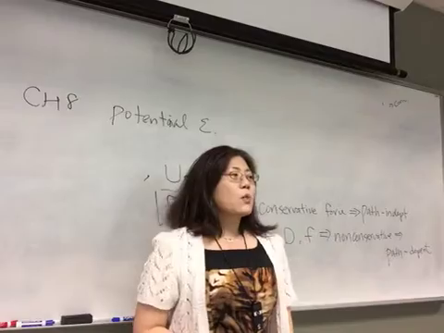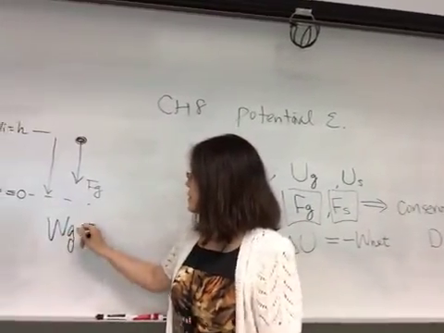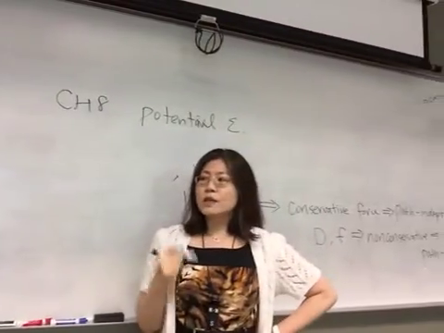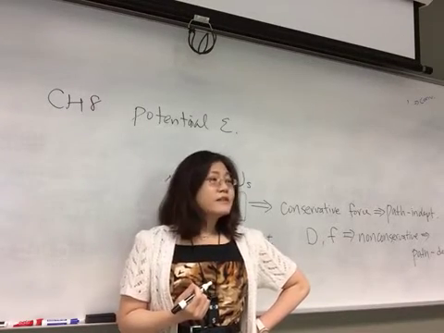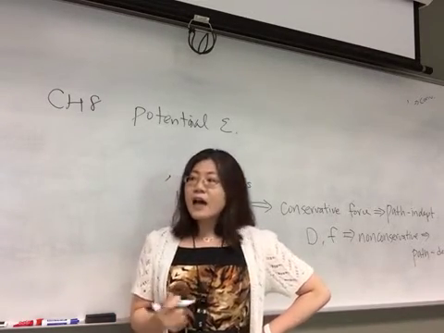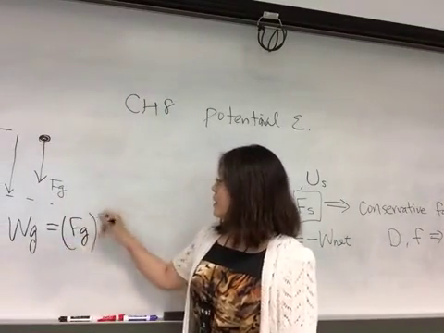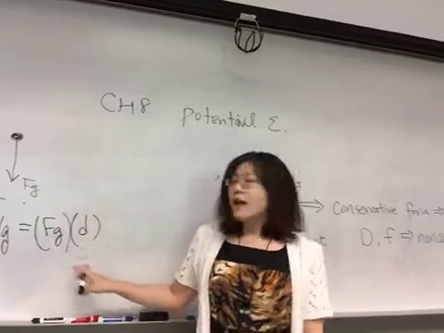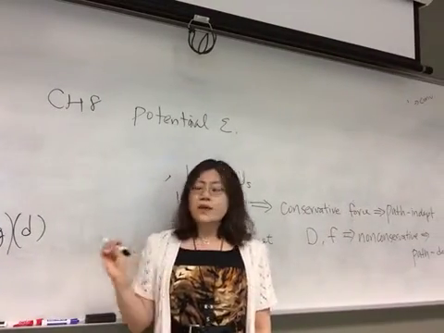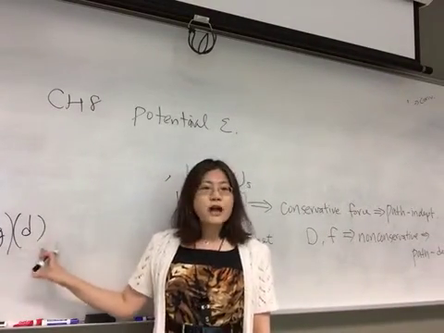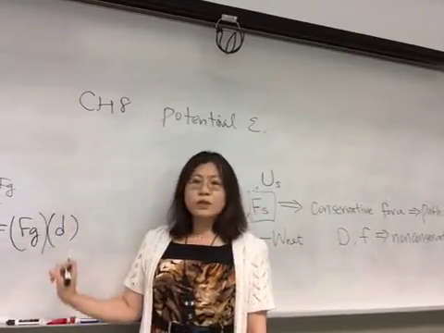So in that case, what is the work done by gravitational force? From chapter 7, work done by gravitational force is F dot d. F is mg, dot d, so you have mgd. Because they are in the same direction, the angle between them is 0, so you have mgd cosine of 0. That just gives you mgd. So this is the work done by gravitational force.